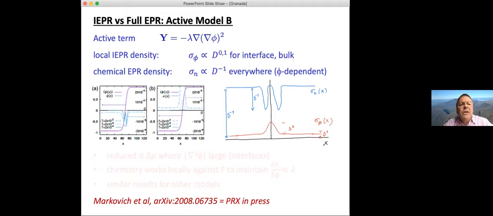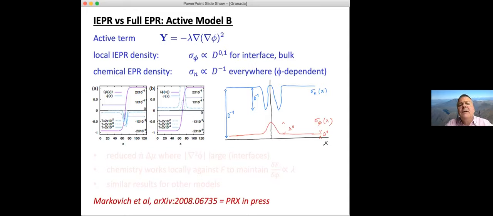I said before that the local informatic entropy production density just from the phi field goes like D to the zero and one in the interface and the bulk. If I look at the chemical contribution, this goes like D to the minus one everywhere. And that just corresponds to the fact that I said before, if the dynamics breaks detailed balance at deterministic level, which this chemistry dynamics certainly does, there's a constant chemical flux going on here.